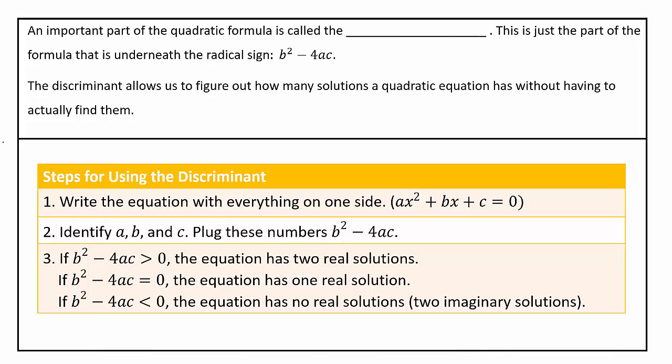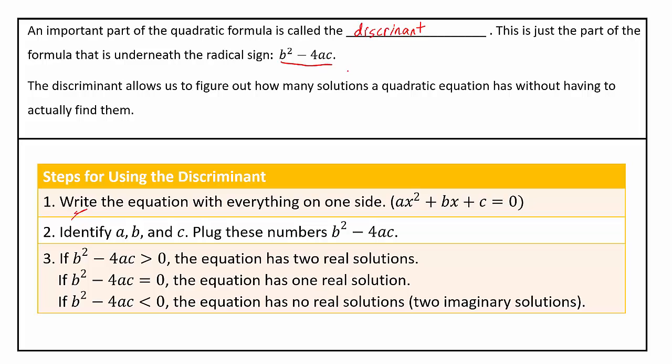This video is about a particular math topic called the discriminant. So this is a part of the quadratic formula. The video before this had to do with the quadratic formula. And so a very important part of the quadratic formula is this part that we call the discriminant. And this is just the part of the quadratic formula that's underneath the square root sign or radical sign, b squared minus 4ac.